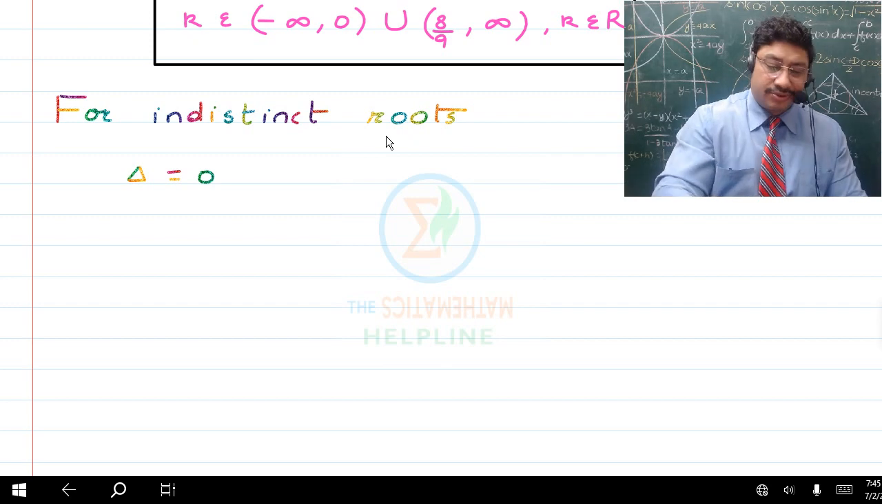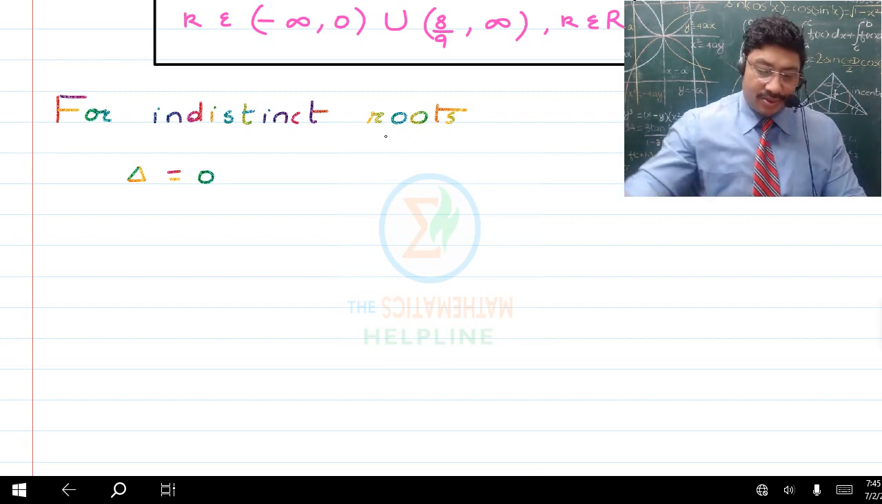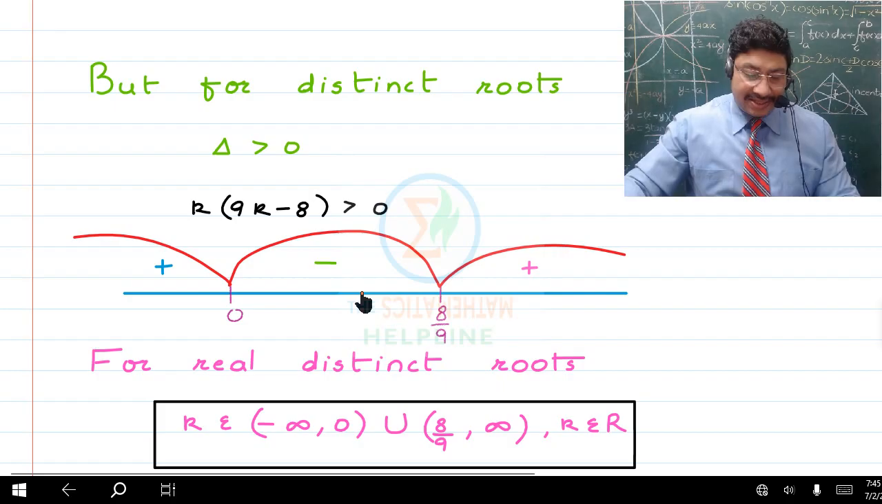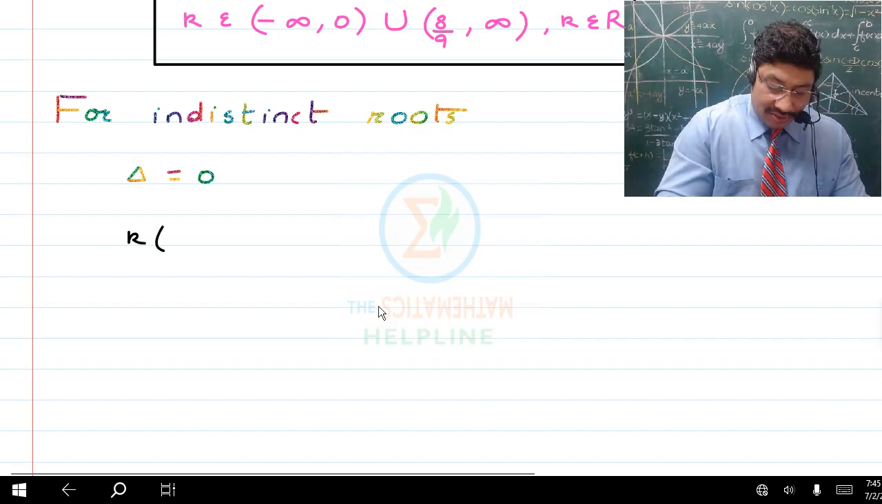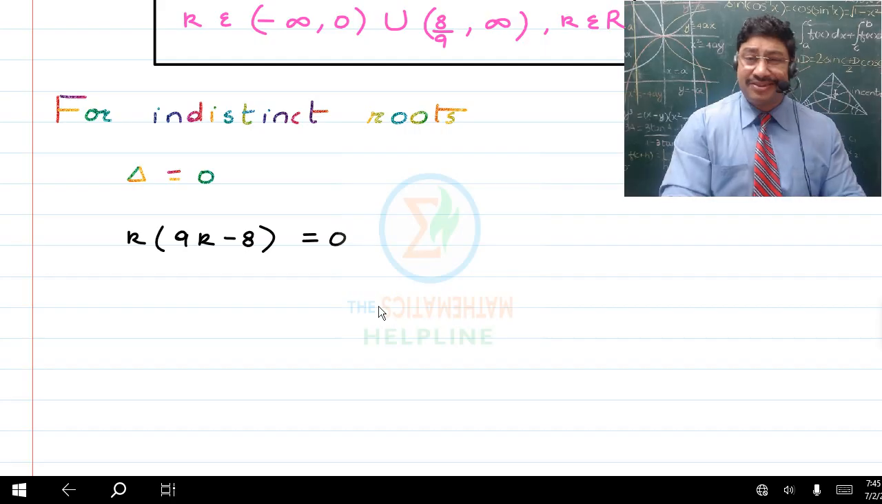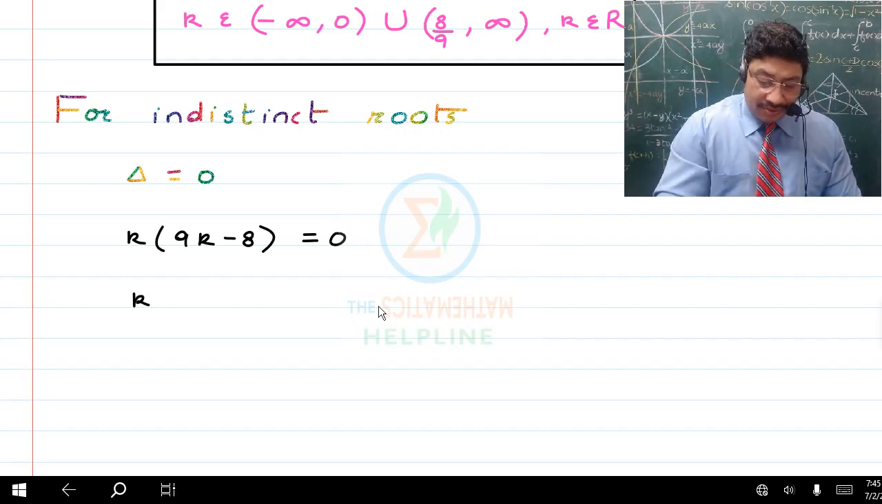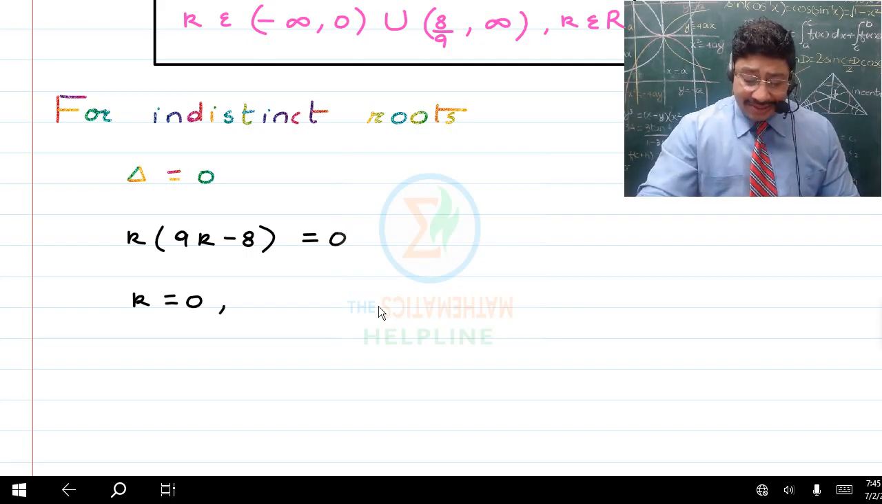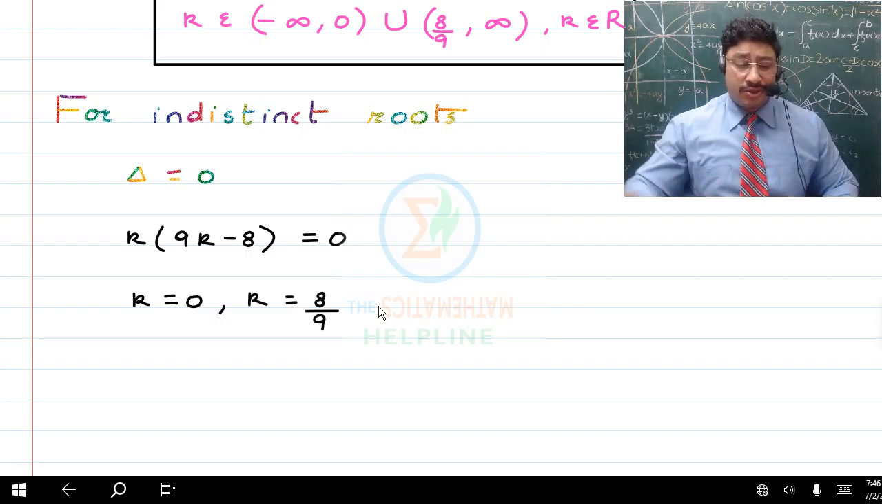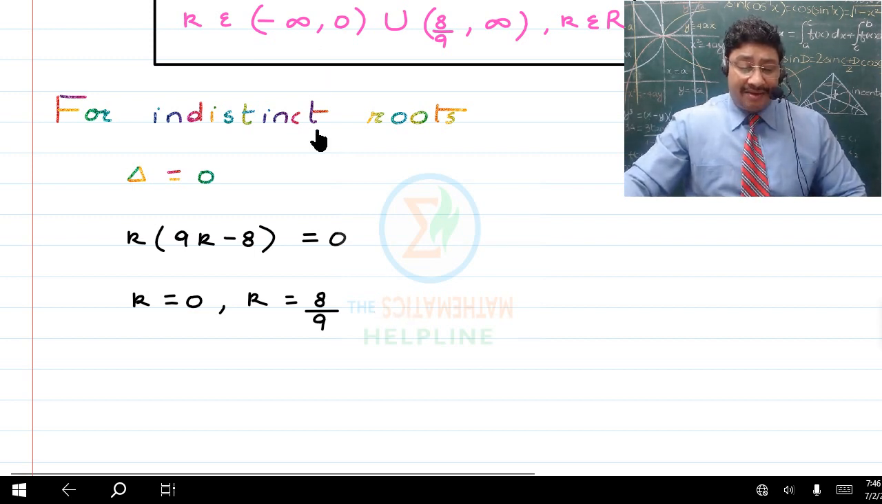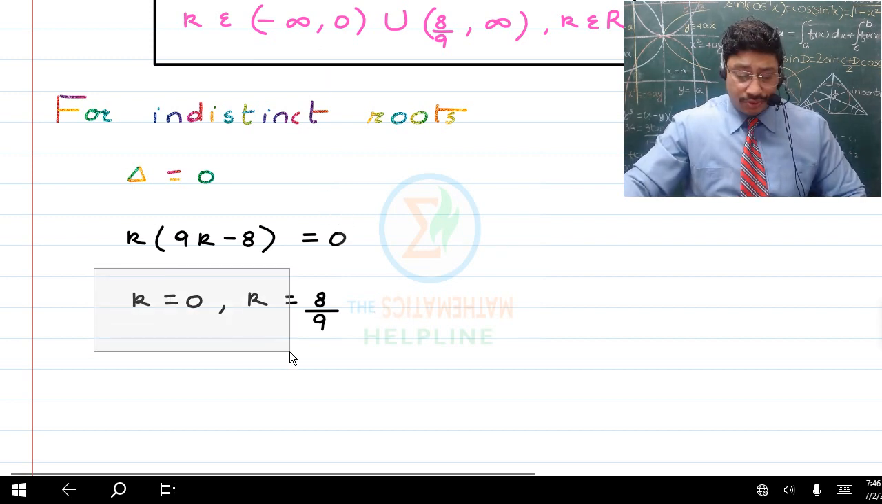And if delta is equal to 0, here you can now write the equation, as we already have the value of delta, which is k times of 9k minus 8. So k times of 9k minus 8 will become equal to 0. Now this is a very simple equation, isn't it? One of the values that you will get is k equal to 0, and at the other time when you have 9k minus 8 equal to 0, then you will get the value of k to be equal to 8/9. So these are two values which are possible when we have indistinct roots, that means equal roots, right?